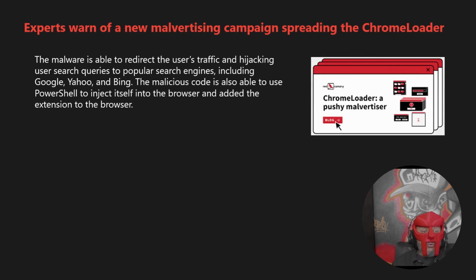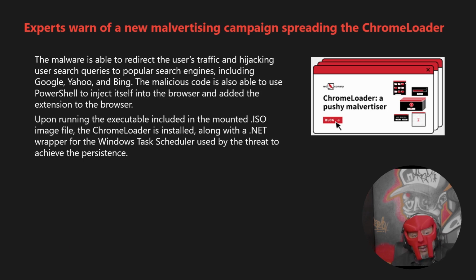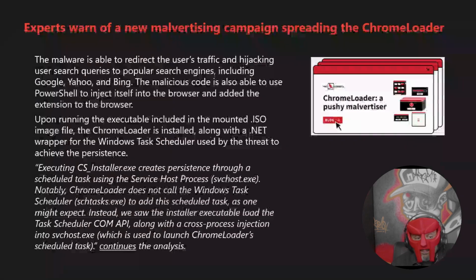The malware is able to redirect the user's traffic and hijack user search queries to popular search engines including Google, Yahoo, and Bing. The malicious code is also able to use PowerShell to inject itself into the browser and add the extension to the browser. Upon running the executable included in the mounted .iso image file, the ChromeLoader is installed along with a .NET wrapper for the Windows task schedule used by the threat to achieve the persistence.